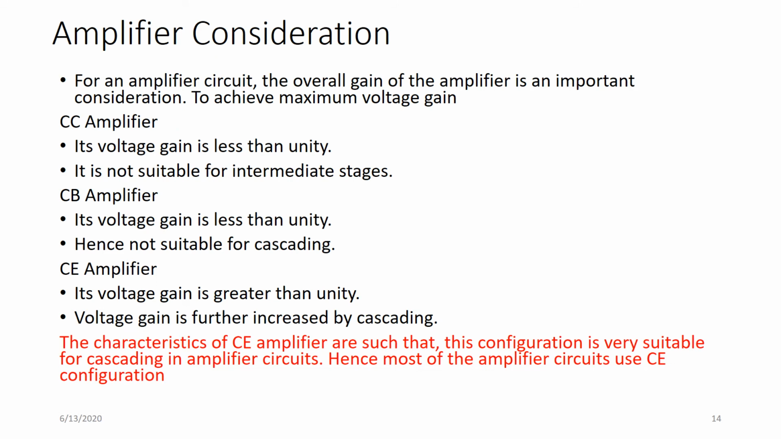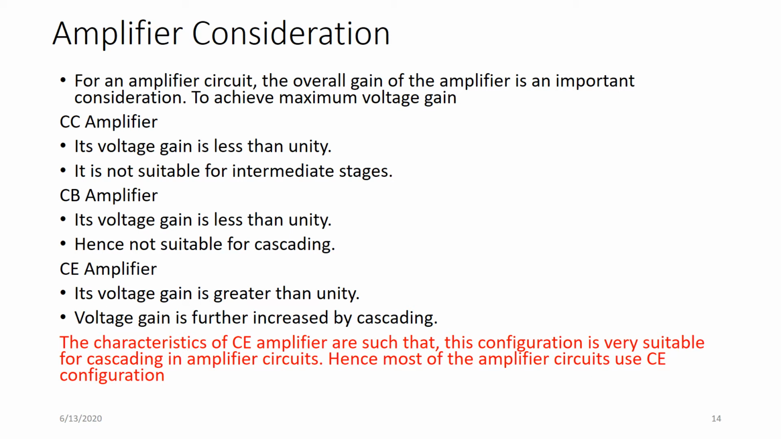So, amplifier consideration. For an amplifier circuit, the overall gain of the amplifier is an important consideration. To achieve the maximum voltage gain, various configurations are used. A common collector configuration has a voltage gain less than unity. It is not suitable for intermediate stages. Common base amplifier, its voltage gain is less than unity, hence not suitable for cascading.